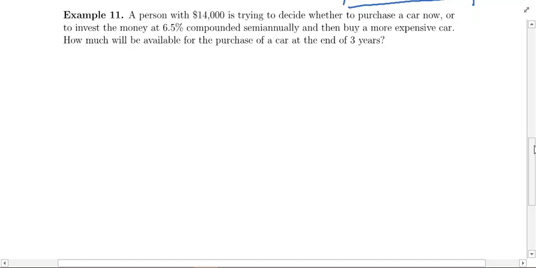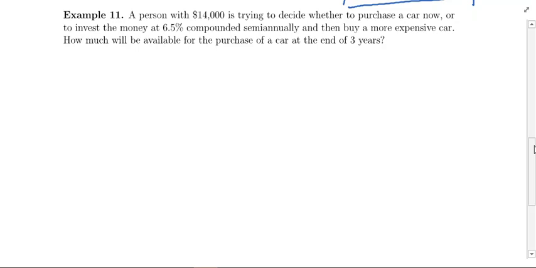So we've got a person with $14,000 who is trying to decide whether to purchase a car now or to invest the money at 6.5% compounded semi-annually and then buy a more expensive car. How much will be available for the purchase of a car at the end of 3 years? So what's going on here? This is a situation you might find yourself in one day. You are trying to buy a new car. You have a certain amount of money at your disposal right now.